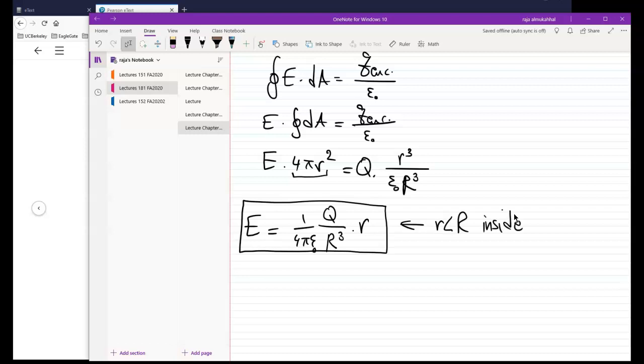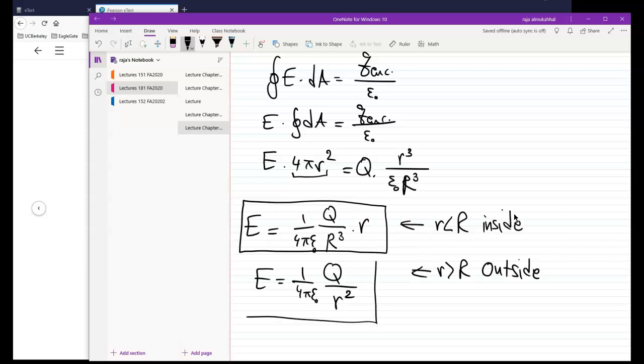Now remember, for r outside, it's just going to behave like a point charge, remember? And we said it's going to be equal to what? 1 over 4 pi epsilon naught Q over r squared, correct? There we go. Now one more thing I want to talk about. Look at those two.